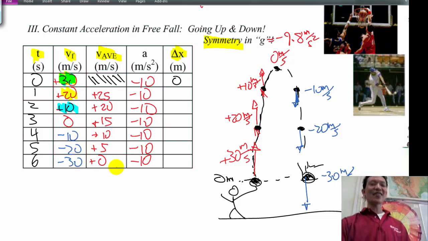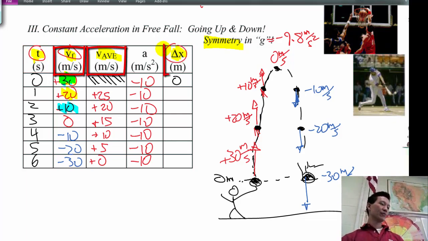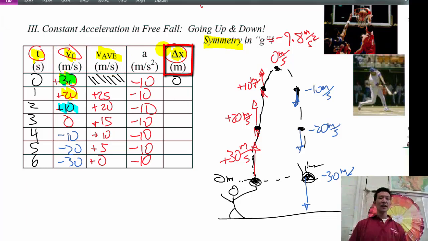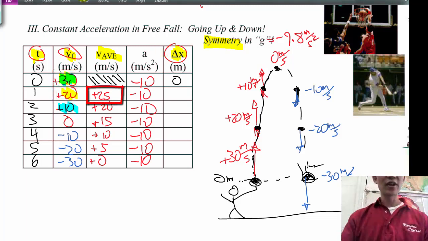Here's why. It's another thing to say how long, that's time. How fast at the end of free fall, that's velocity final. How fast on average, but then how far. How far did the ball go? So see if you can figure this out. After 1 second, if I throw a ball up at 30 meters per second, it slows down to 20. Does it go 30 meters? Does it go 20? Or does it only go what? Anyone got this here? Tricky, right?